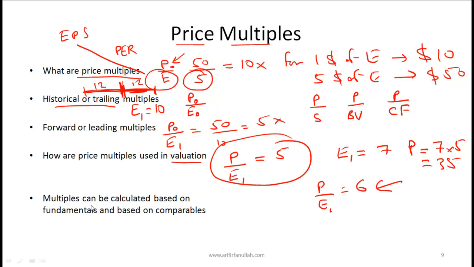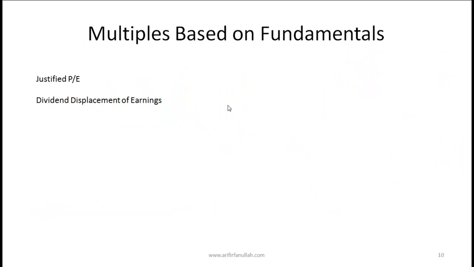Next, let's talk about how multiples can be calculated, and there are two ways of doing this. One is based on fundamentals and the other is based on comparables. So let's talk first about multiples based on fundamentals. The basic idea is this. You've already seen the dividend discount model, which says that the price of a share is equal to D1 over R, which is the cost of equity, minus G, which is the growth rate.